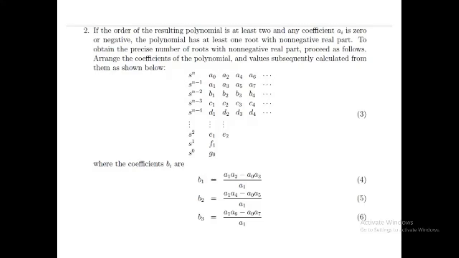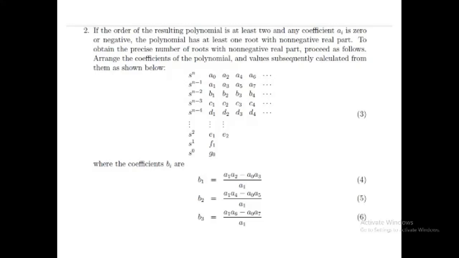So all these orders, meaning s to the power n, n minus 1, n minus 2, n minus 3, n minus 4, are considered in the first column, and the remaining coefficients like a0, a1, then b1, c1 and d1, a2, a4 and a6 are in a single row, then a1, a3, a5 and a7 in another row. So b1, b2, b3, b4, as per the s to the power n minus whatever, will be considered in a particular row and column arrangement.